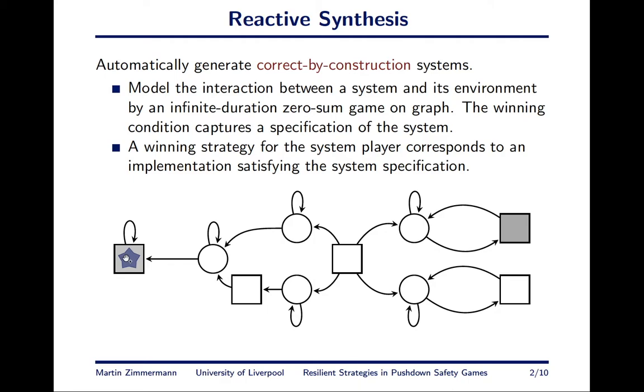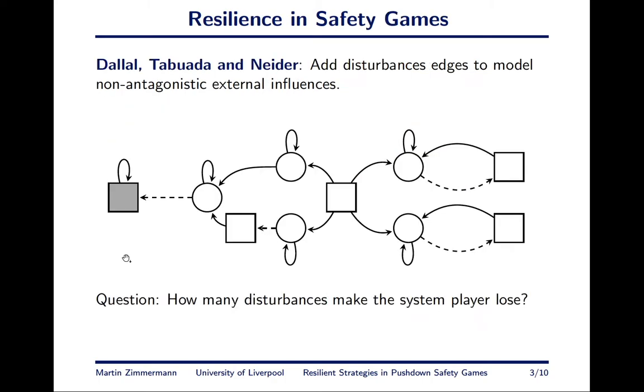Okay? So reactive synthesis has been studied for roughly 50 years now, and many different variations of the problem have been introduced to model certain desirable aspects of an implementation. And here we are concerned with the question of resilience or robustness. The idea introduced by Dallal, Tabuada, and Neider recently is to add a new type of edge to the graph, to the arena, to model non-antagonistic external influences.